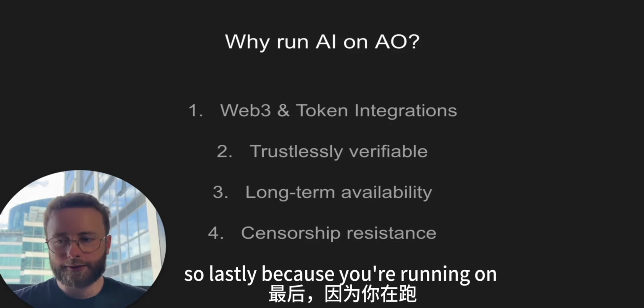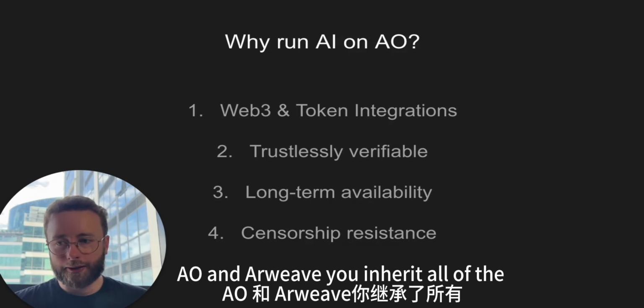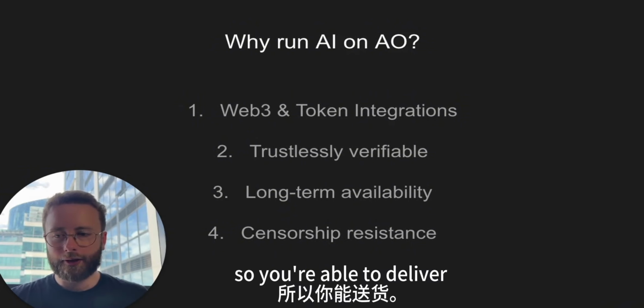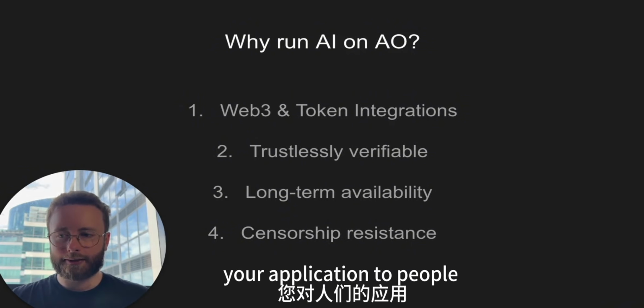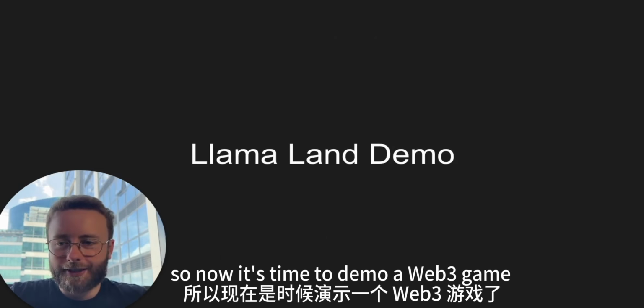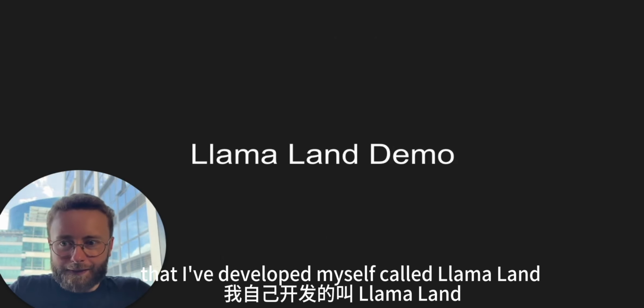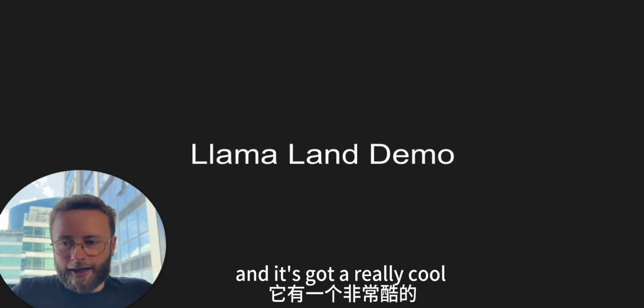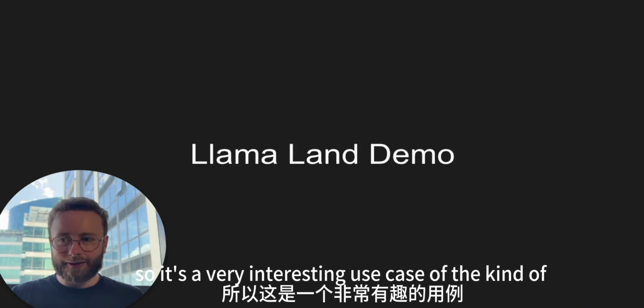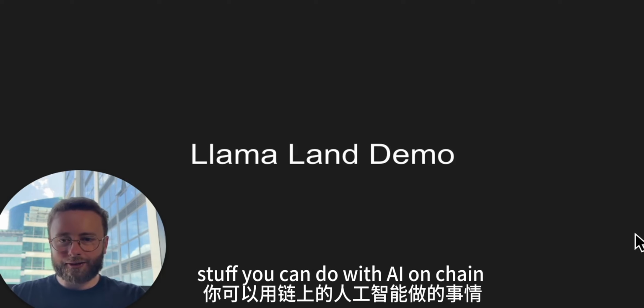So lastly, because you're running on AO and Arweave, you inherit all of the really nice properties about censorship resistance. So you're able to deliver your application to people no matter where they are in the world, even if it's blocked, for example. So now it's time to demo a Web3 game that I've developed myself called Llama Land. And it's got a really cool AI mechanic that integrates in with tokens and everything. So it's a very interesting use case of the kind of stuff you can do with AI on-chain.